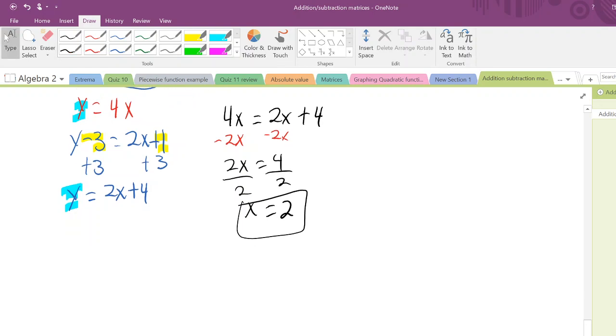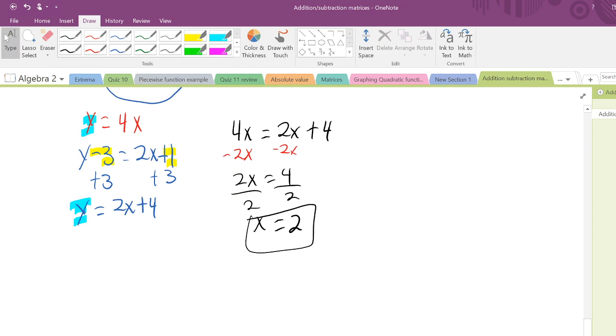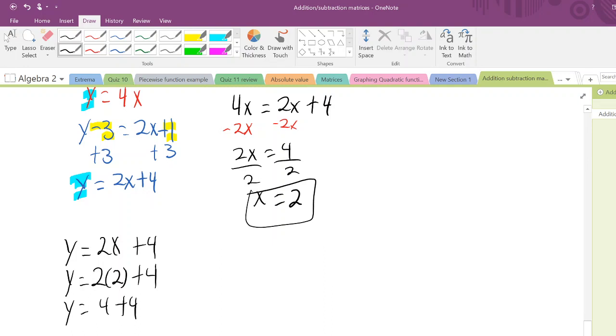Then I'm going to plug this into one of the equations. So y is equal to 2x plus 4, so y is equal to 2 times 2 plus 4. So y is equal to 4 plus 4, which is 8. And that's it. It's pretty simple, just solving that.